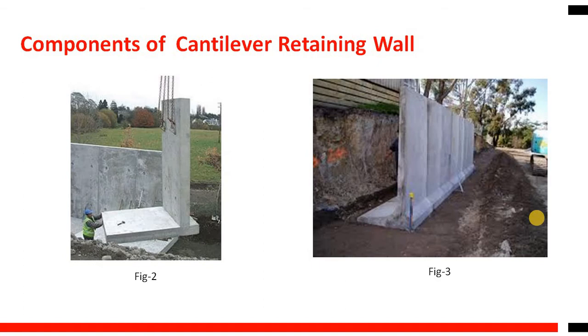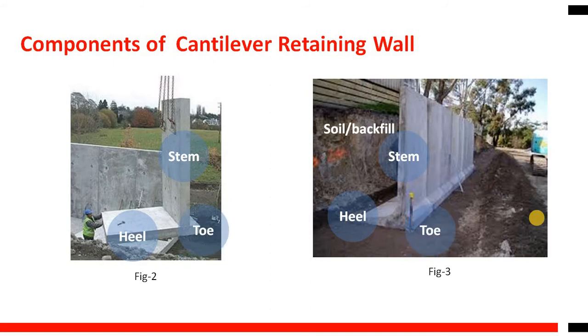Here we will see the different components. In figure 2 you can see type 1, which is the cantilever retaining wall, as well as in figure number 3. As I told, this vertical portion is the stem, which retains the soil pressure on the backfill side. Next, the bottom slab is divided into two parts. The first part is the heel and the second part is the toe. And this is the backfill of the retaining wall.